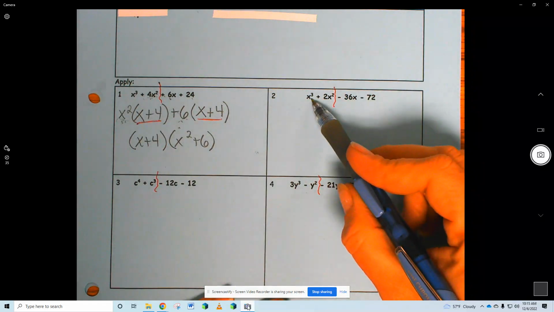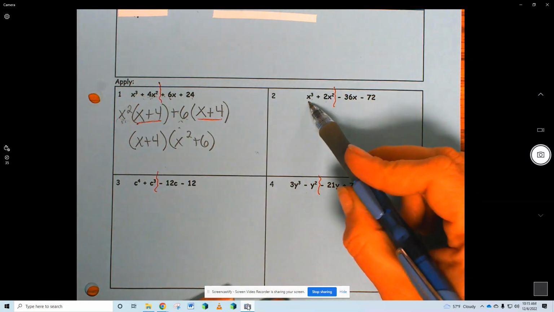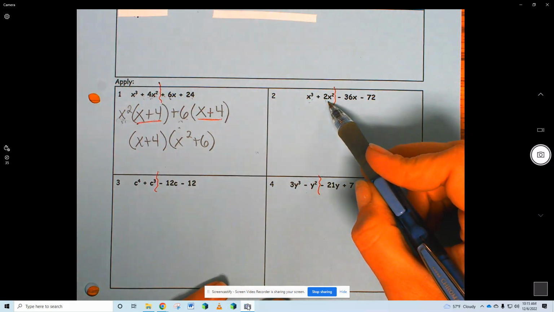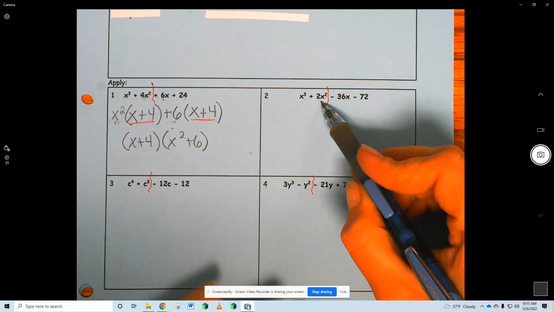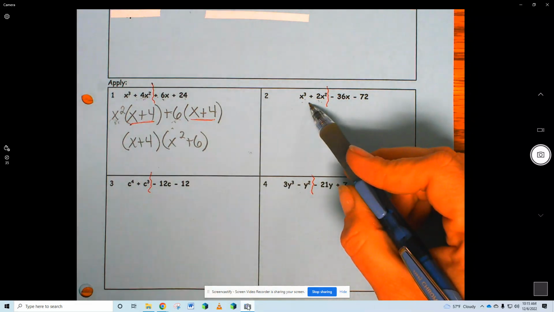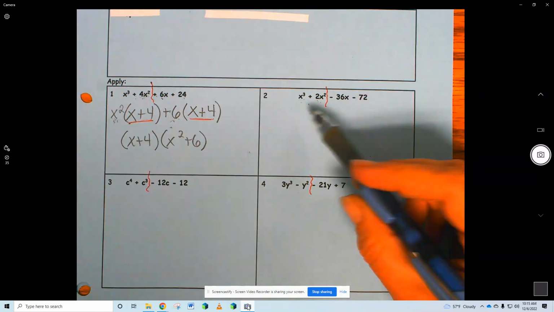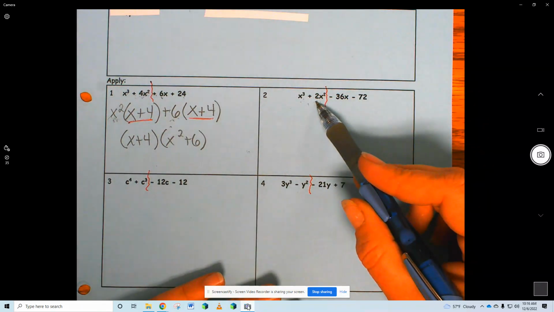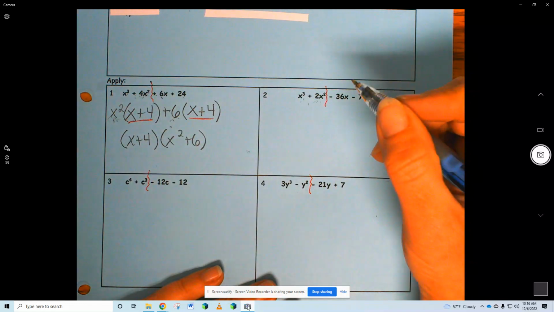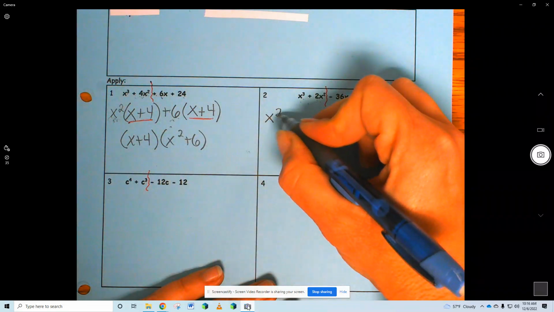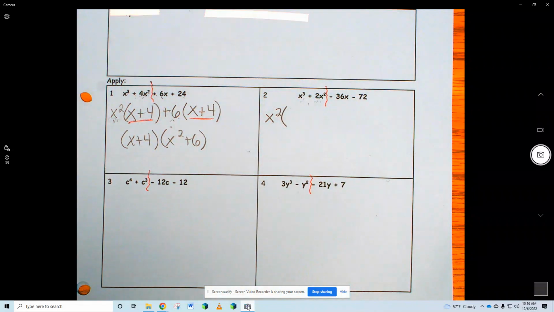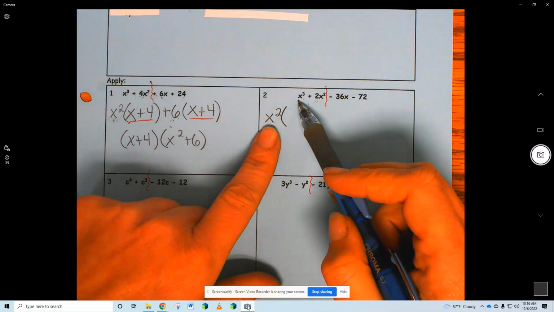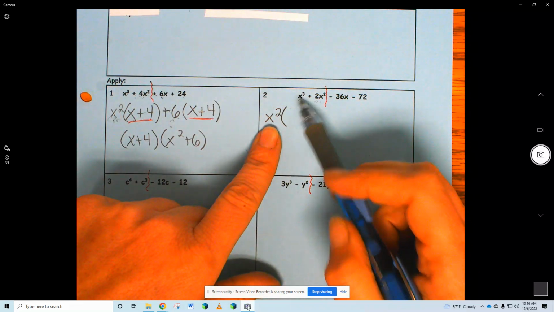Okay, number 2. X cubed plus 2x squared. What's in common? Yeah, x squared. So I put my parentheses now because I'm going to divide it out. X cubed divide out the x squared. What's still left?